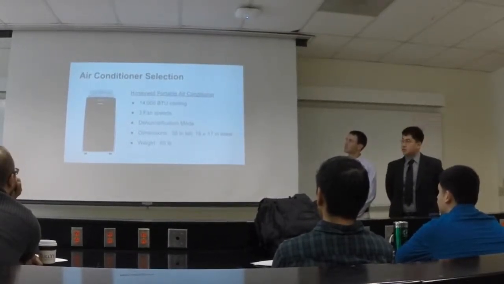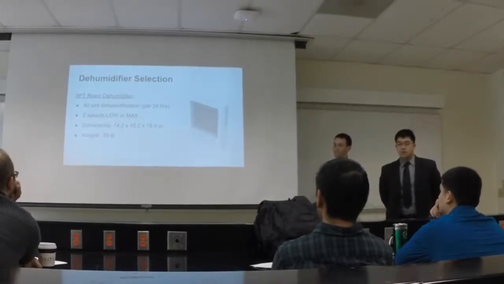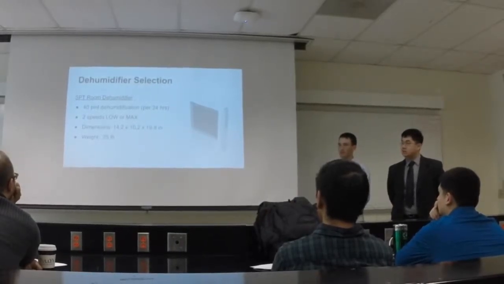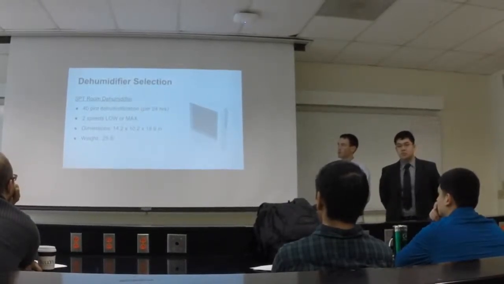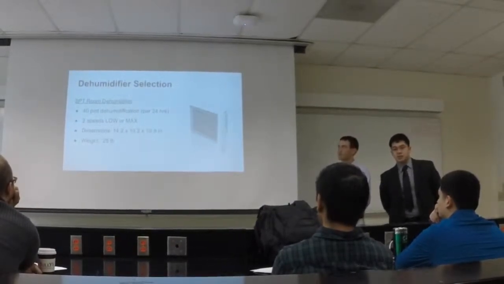This also has three fan speeds and dehumidification. As for the dehumidifier, it's 25 pounds. So altogether, the cooling system weighs around 90 pounds, and this meets our sizing limit. And like Minh mentioned, 40 pounds per day to dehumidify.